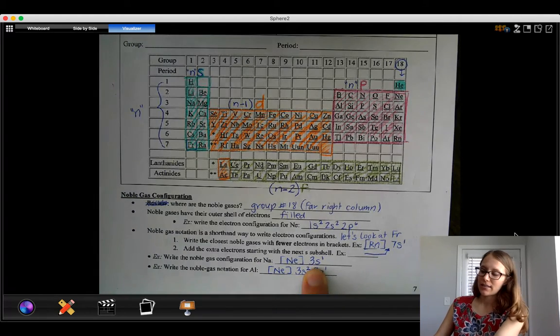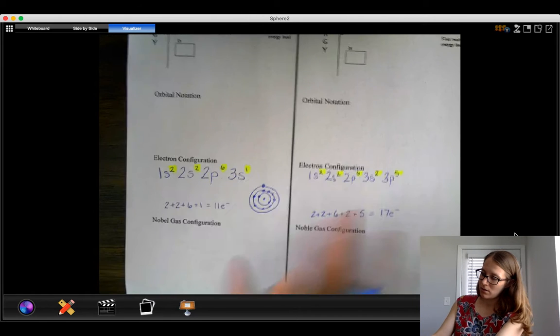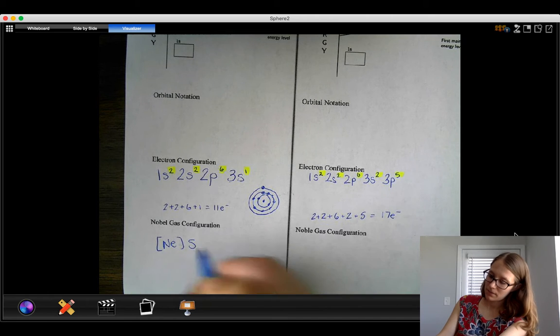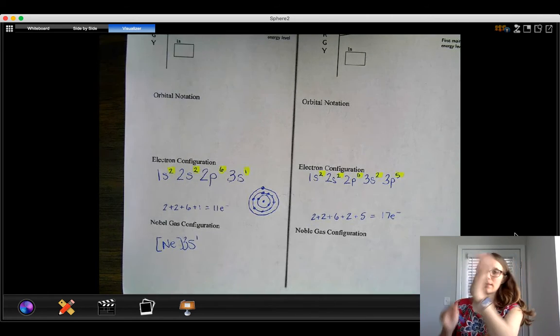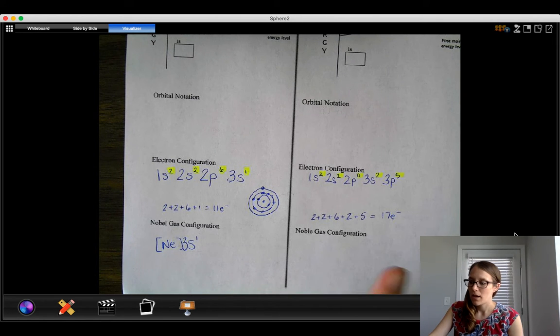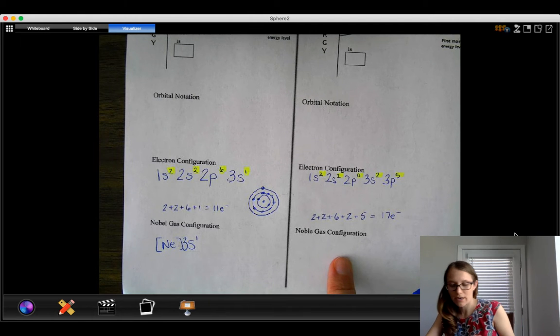I'm going to go ahead and transfer this to the next page where we had our sodium example. So this is the one we just did. That was supposed to be a 3s1 for sodium. Okay. Our other example on this page was for chlorine.